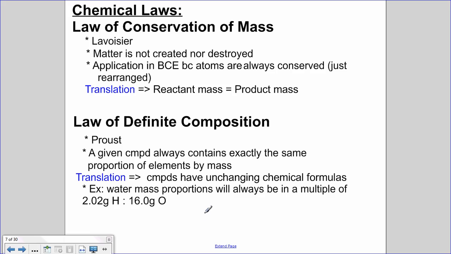Alright, so here are some of the laws. You should be familiar with these scientists as well. Lavoisier came up with the law of conservation of mass way back in the day. It's pretty easy. Matter is not created nor destroyed. And that's the reason we can write a BCE, or a balanced chemical equation, is due to the law of conservation of mass. Whatever we have in the reactants is going to be conserved and present in the products, meaning the mass is conserved, the number of atoms is conserved, which is how it gets balanced.